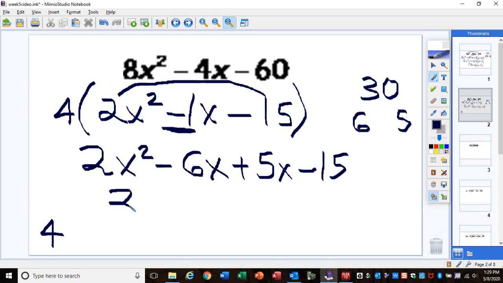We can factor out a 2x, right? And we're going to get x minus 3. Okay, here we can factor out a 5, and divide by 5, you're going to get x minus 3.